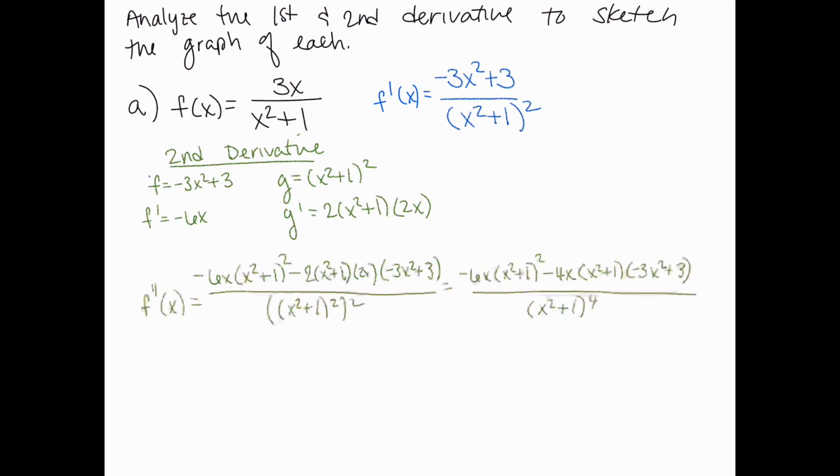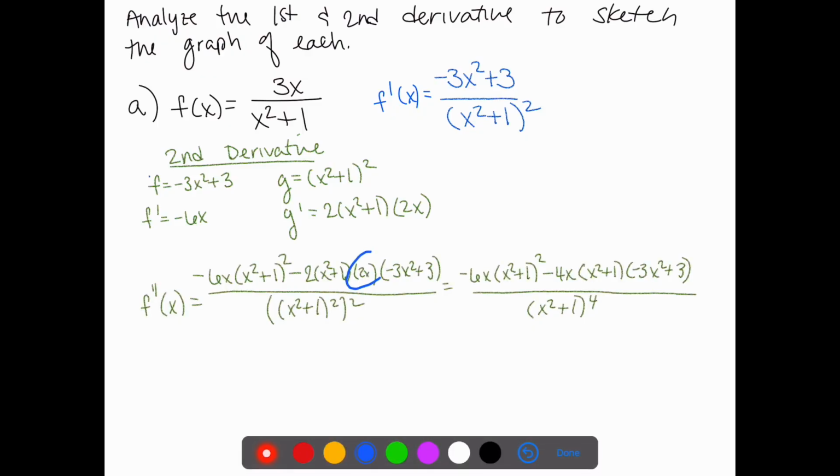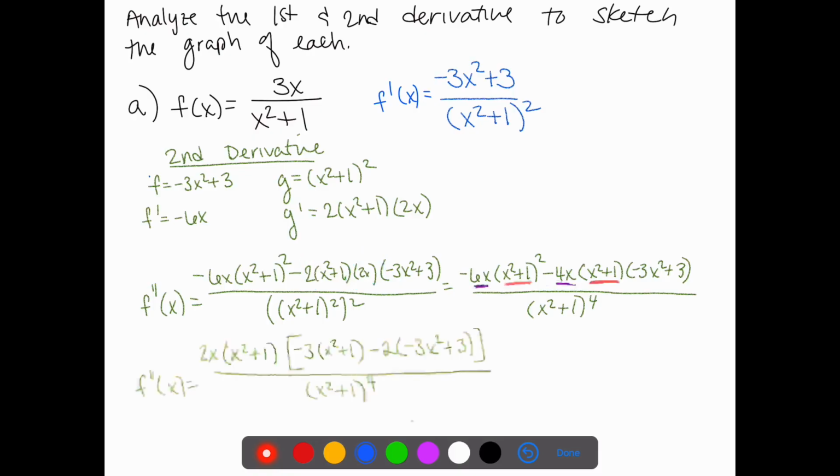We've got the negative 6x, (x squared plus 1) squared. And then for the second term, minus, right now the only thing I'm going to do is take the 2x and the 2 in the g prime and multiply those things together. So that's how I got the minus 4x, and then I just copied down the (x squared plus 1) minus 3x squared plus 3. And then on the bottom, you can multiply the exponents. So (x squared plus 1) squared squared becomes (x squared plus 1) to the 4th.